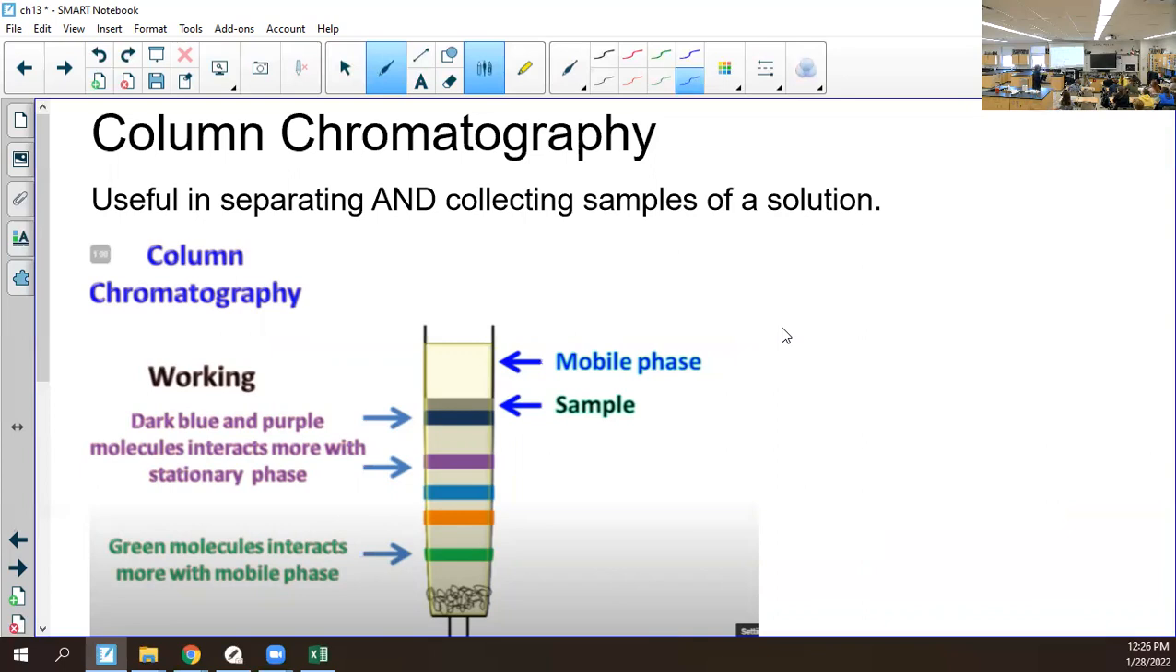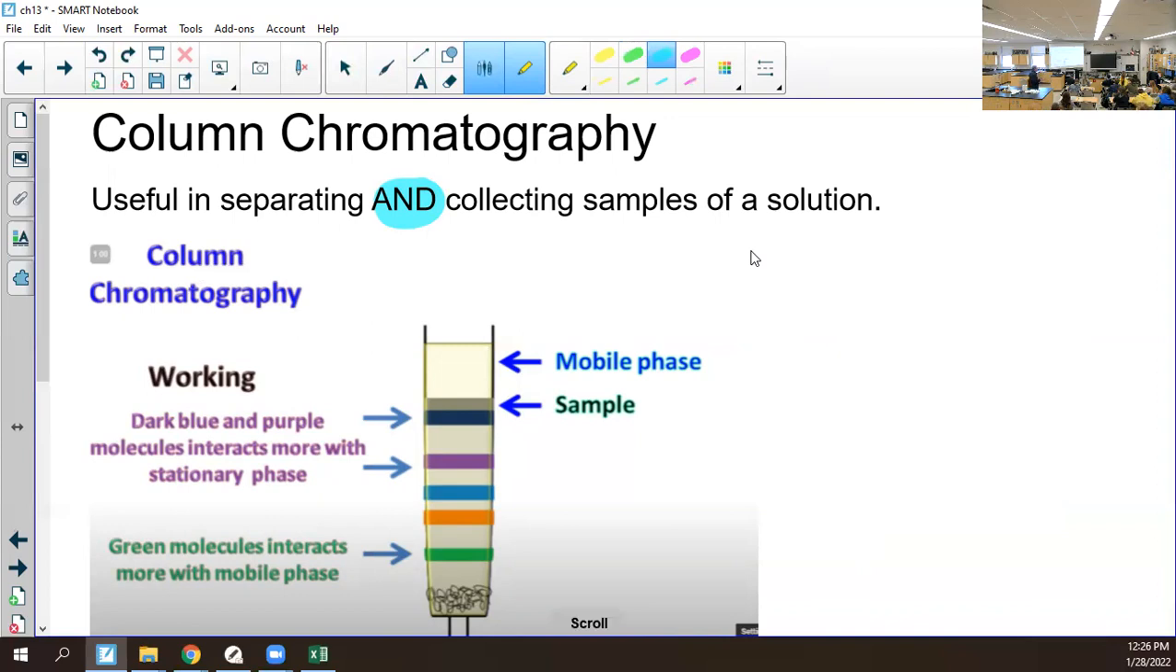But here we go. We have been doing paper chromatography. We've been talking about it. You okay with that? This is called column chromatography. And it's sort of the same idea. You let things travel through a medium and it separates them. But the big one, and I made it all caps, is the word and. Column chromatography is useful in separating and then collecting a solution in its parts.